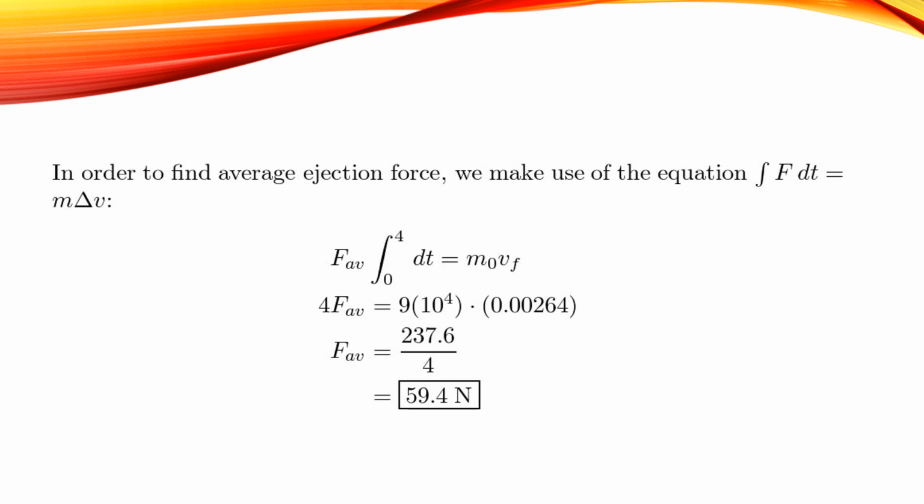So by using the equation FAV integral of dt from 0 to 4 seconds is equal to m0 times Vf, since we are calculating with respect to the space shuttle, we use the mass of the space shuttle. Putting in the values, we get the average force equal to 59.4 Newton. That is all the solution of the question. Thank you.